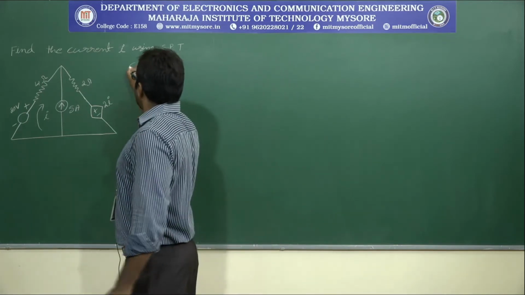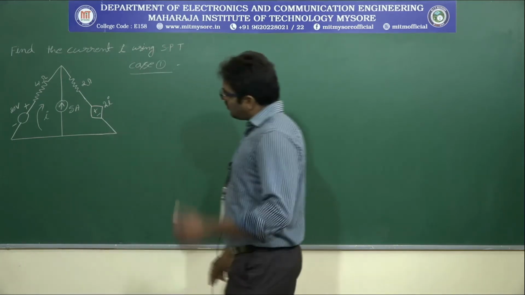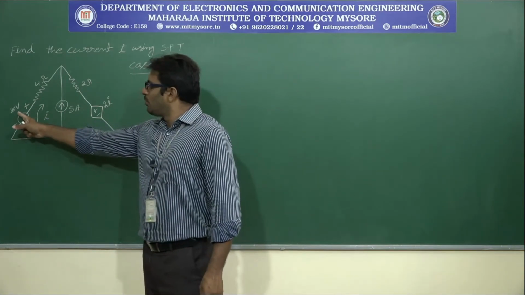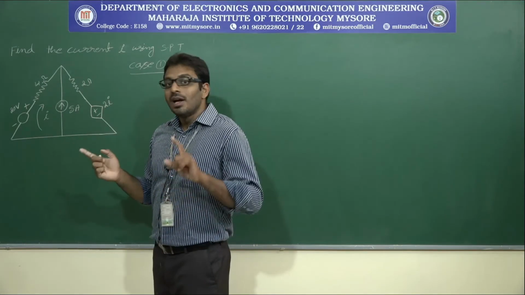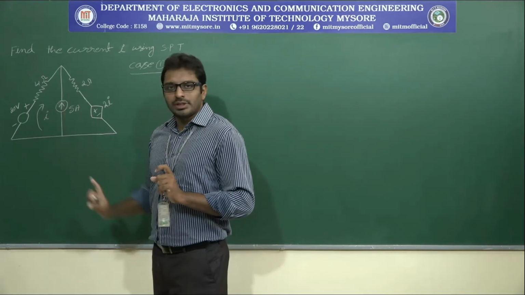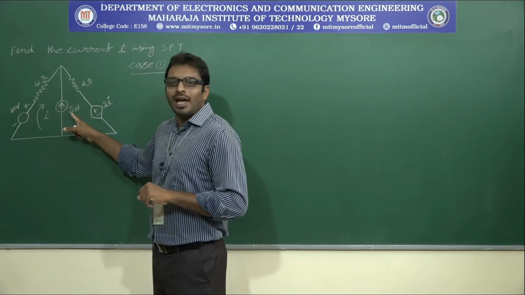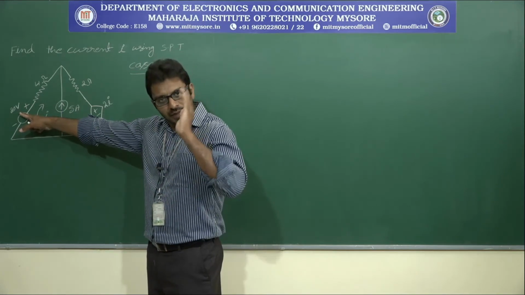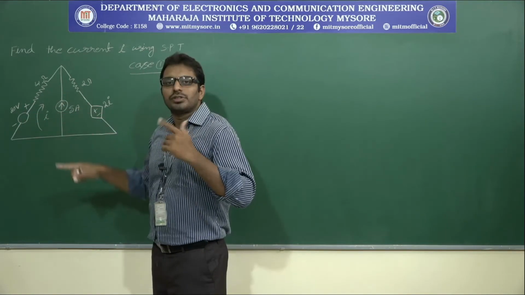Let me start with the first case, case 1. In case 1, what I am going to do is first keep this 20 volt voltage source as it is and set the other independent sources to 0. We can see only two independent sources in the circuit: one is the 20 volt voltage source, the other is the 5 ampere current source. Right now I am keeping the 20 volt voltage source in the circuit and setting the 5 ampere current source to 0.